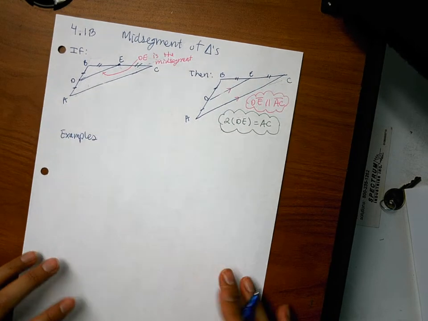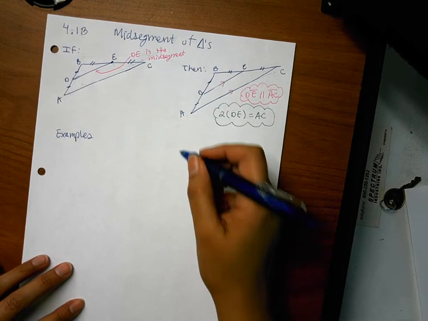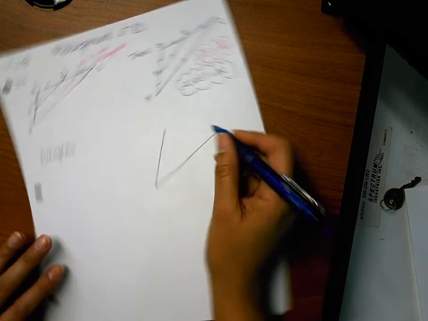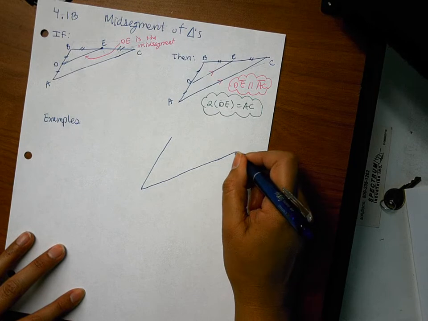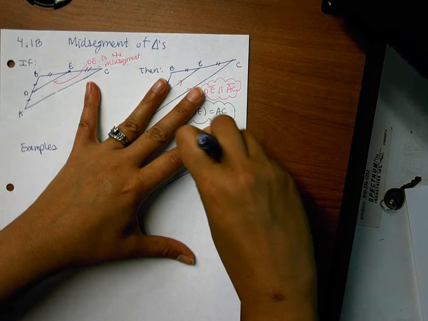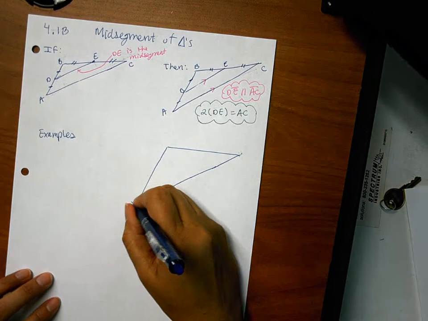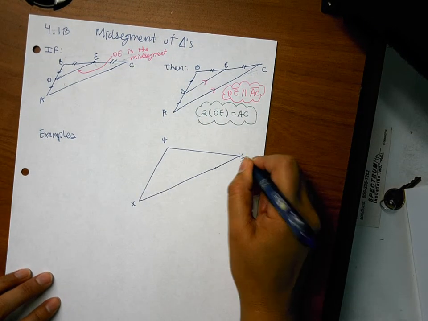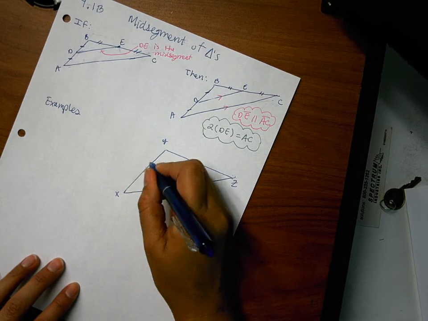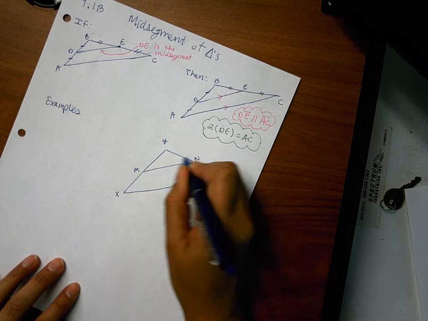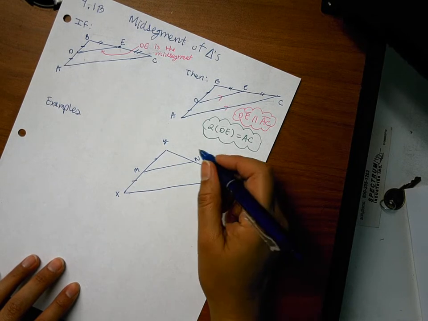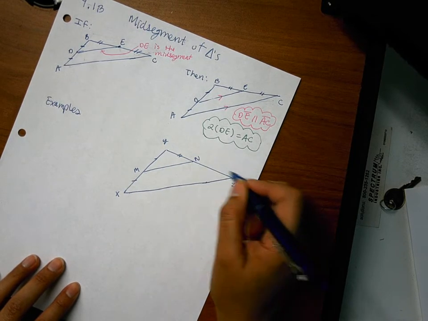And sometimes you will be given triangles. Let me show you what I'm talking about. Let's draw a nice big triangle. You'll be given triangles where you're given multiple midsegments. Let me show you. X, Y, Z. And I'm going to connect across this way. M, N, congruent, congruent, that's Y, M, and MX, as well as Y, N, and NZ.